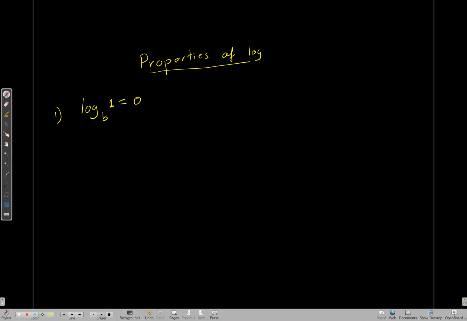Now, why is that? Let's say let u be log base b of 1, right? And then if we convert this into exponential form, b to the u equals 1. But we know b to the 0 equals 1 and hence u equals 0. So that's the reason.